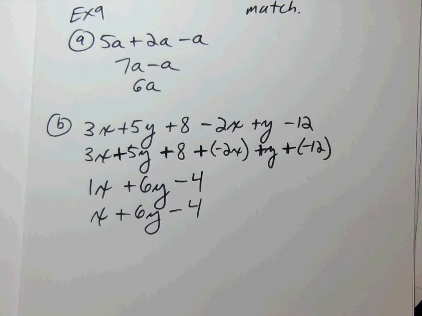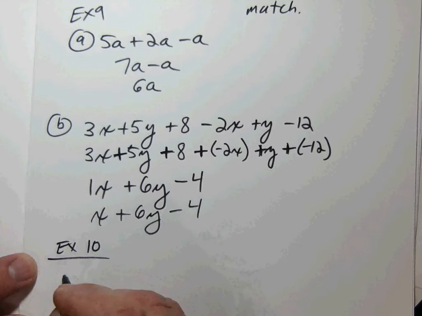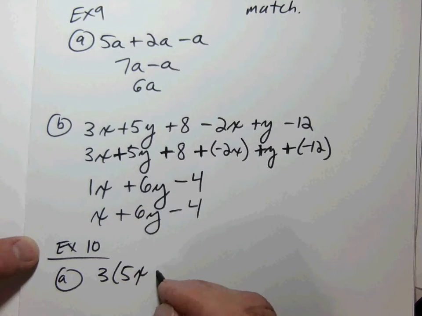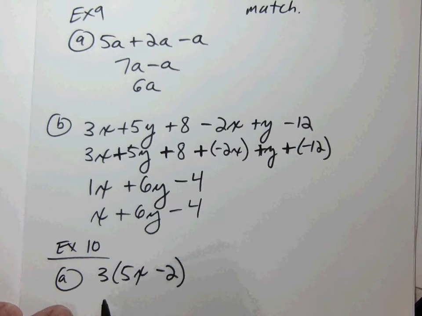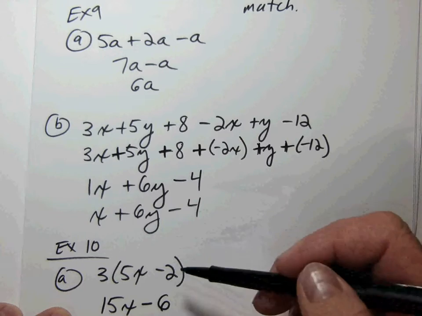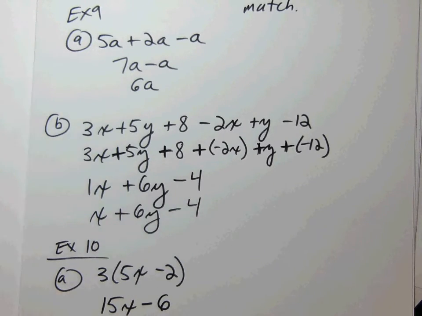Okay? Alright, example 10 is going to trick it up now with the distributive property. Okay, and then we're going to combine like terms. So A says 3 times 5x minus 2. Okay? We're going to take the 3 times the 5x and give me a 15x. And again, now we can either think of it as bringing down the minus, and then it's going to be 3 times a positive 2 gives me a positive 6, like that. Or think of that as just a negative 2. 3 times negative 2, and then write it down as negative 6.